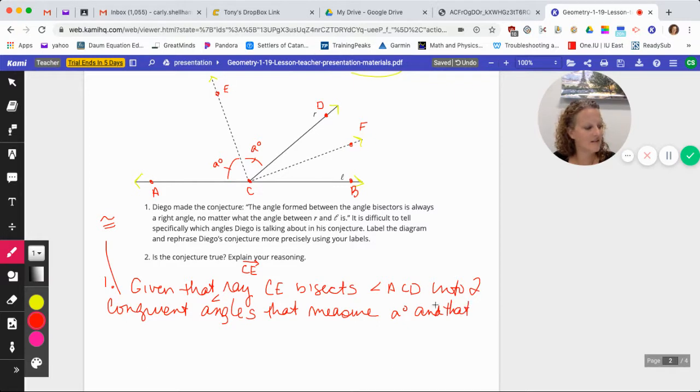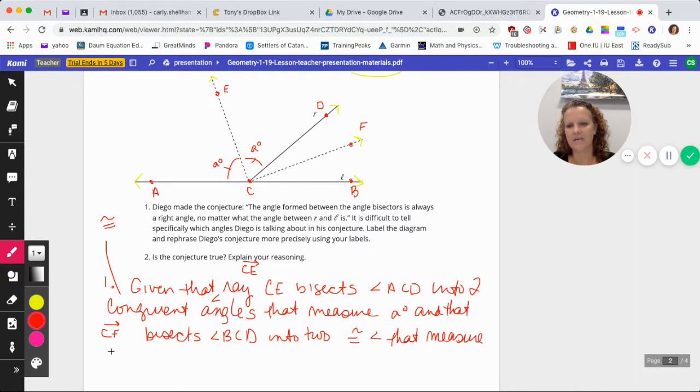and that ray CF bisects angle BCD into 2 congruent, using all the shortcuts now, angles that measure, and we'll call it B degrees. I'll come over here and label this. That's 2 tick marks. And that's a measurement, so I put a degree sign in there.